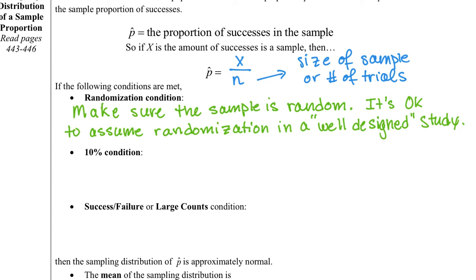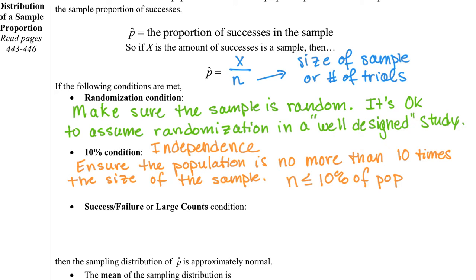Next is the 10% condition. This is the condition that ensures independence. We've discussed that when you take samples from a population, that does change your proportion over time. However, we can assume that our probabilities will stay fixed and our proportions of successes to failures will stay fixed if we don't remove more than 10% of the samples from the population. So that's what this 10% condition means.